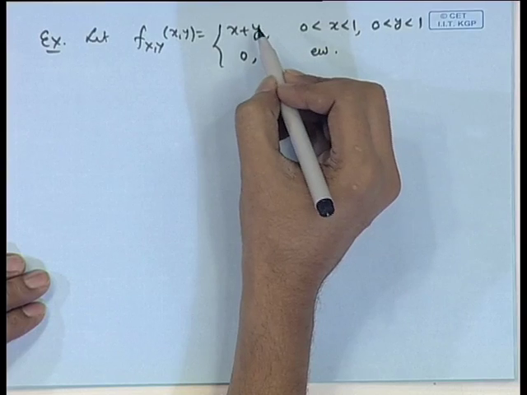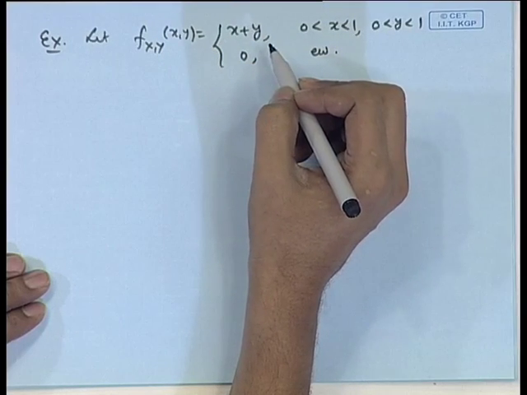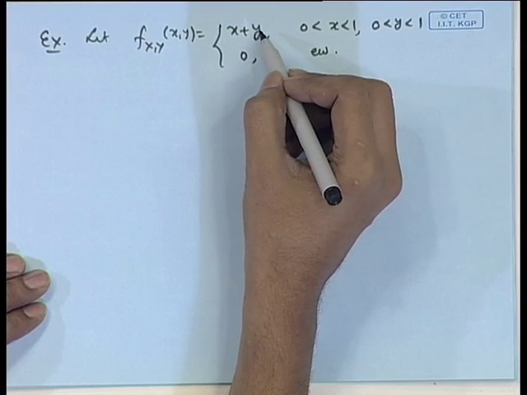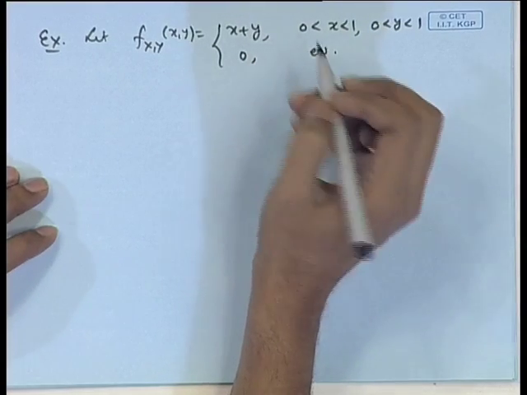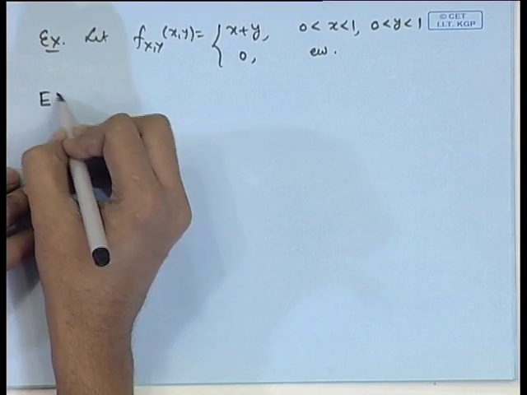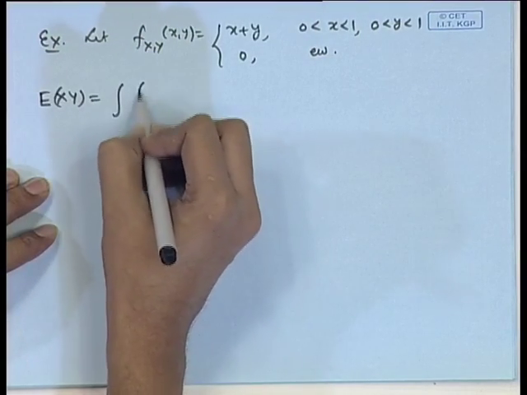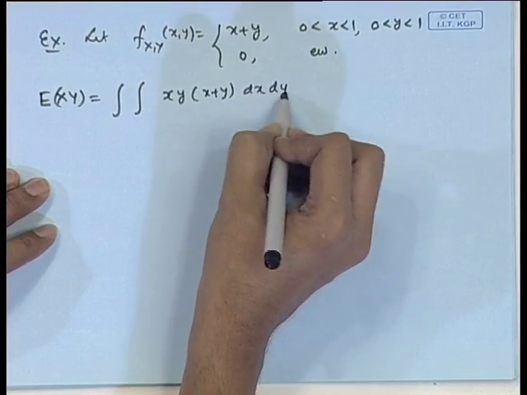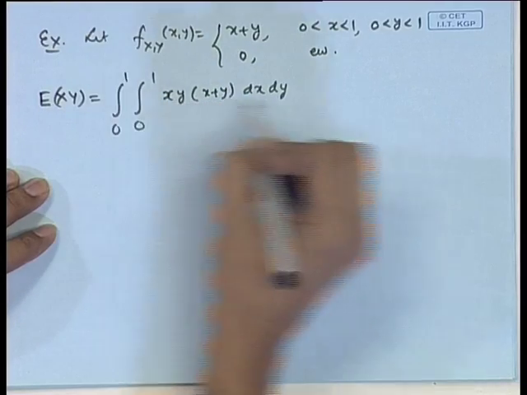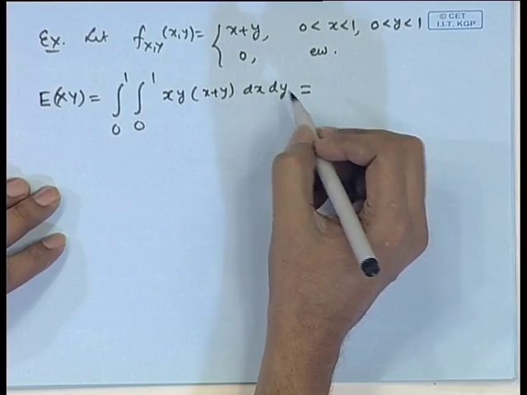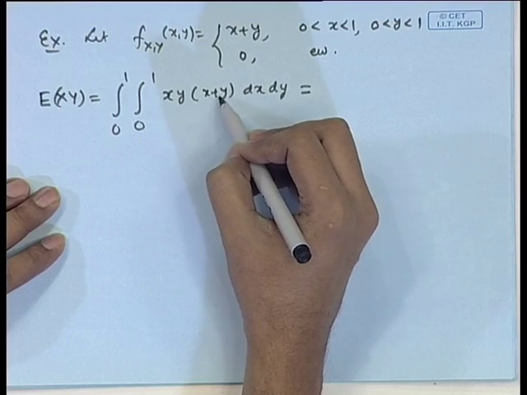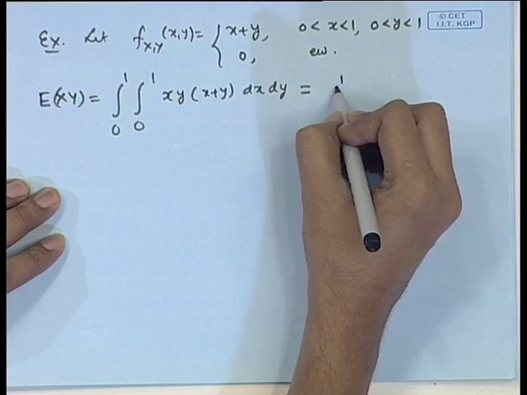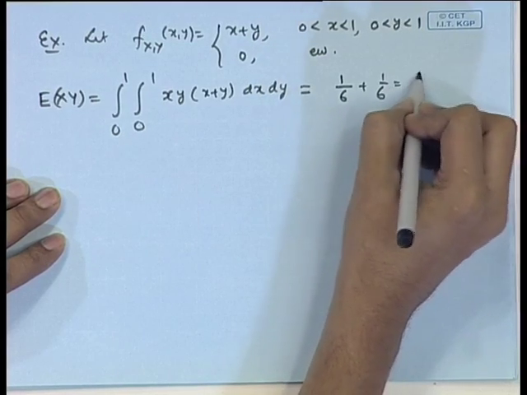In order to calculate the coefficient of correlation, we need the first and second moments of x and y and also the first product moment of the joint distribution. So, expectation of x into y is equal to the double integral of x y into x plus y dx dy, 0 to 1. This is simply the integral of x square y plus x y square, which we can easily evaluate, and it is equal to 1 by 6 plus 1 by 6, that is equal to 1 by 3.